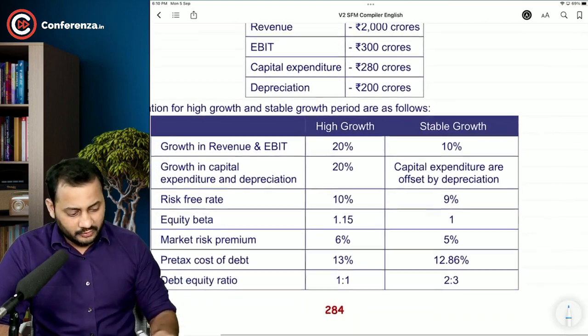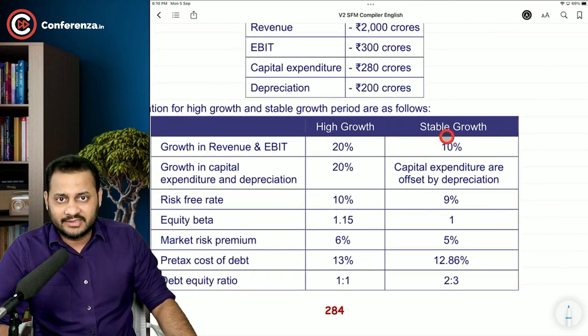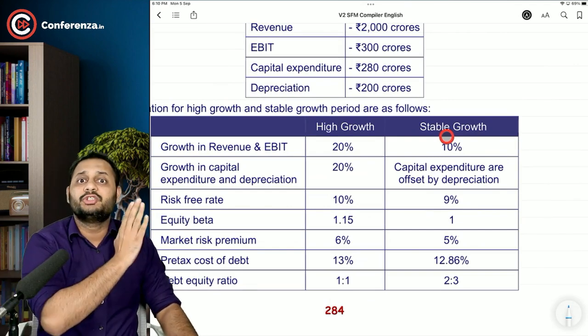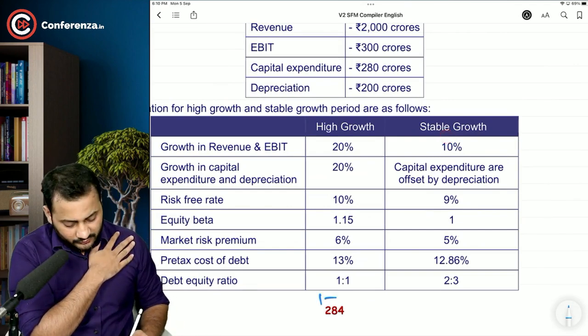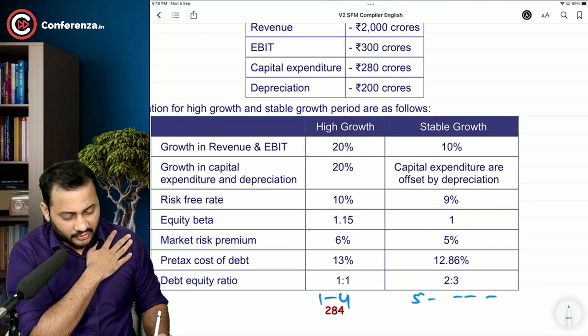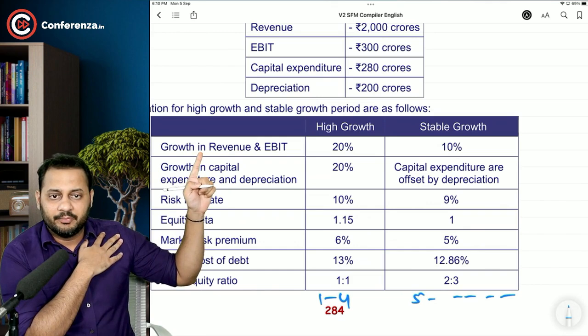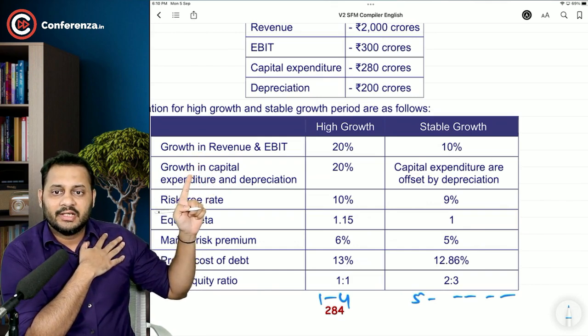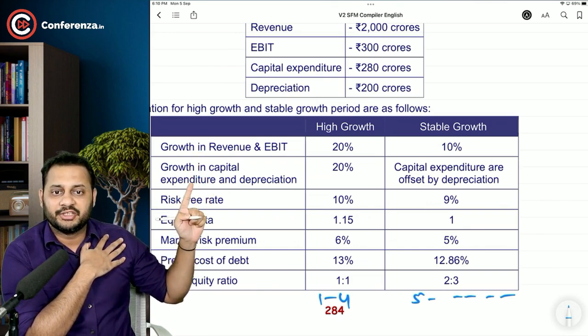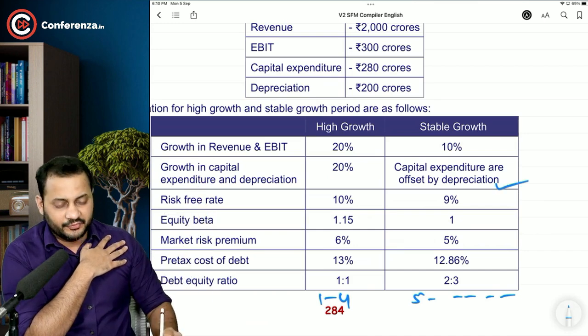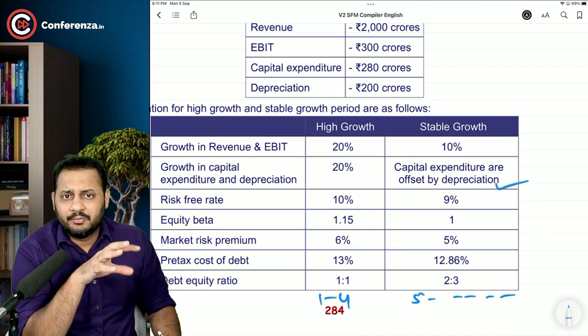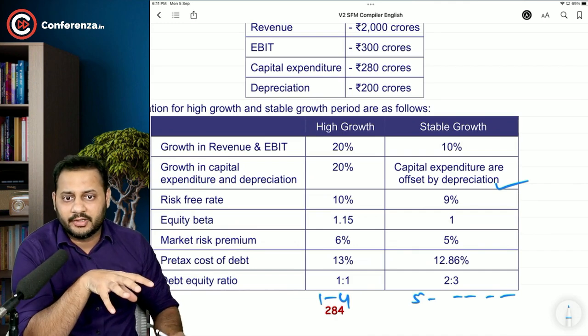There are two phases, high growth and the stable growth. Stable growth is a perpetual. So this is for the first 4 years and this is from 5th year onwards. Growth in revenue and EBIT 20% and 10%. Growth in capital expenditure net of depreciation 20%, and then it will offset. See, exactly the same data but in the form of a table format.